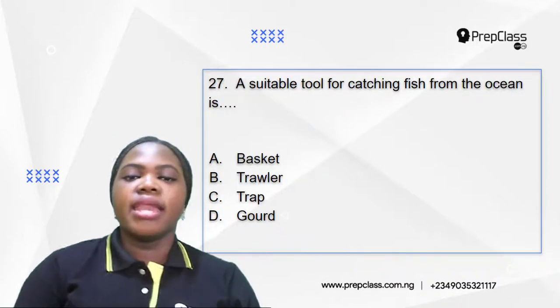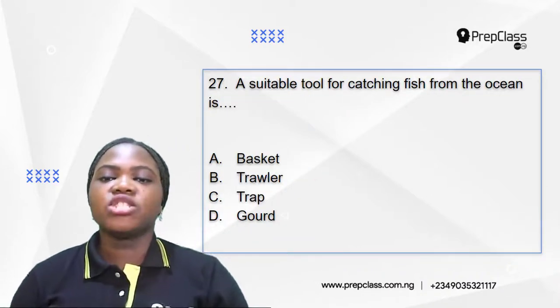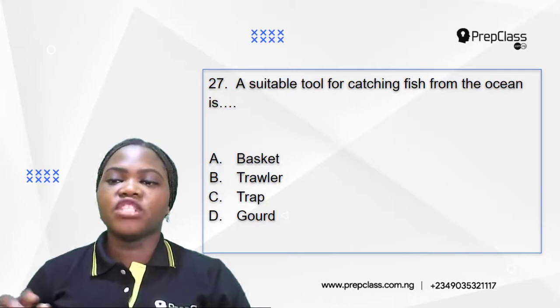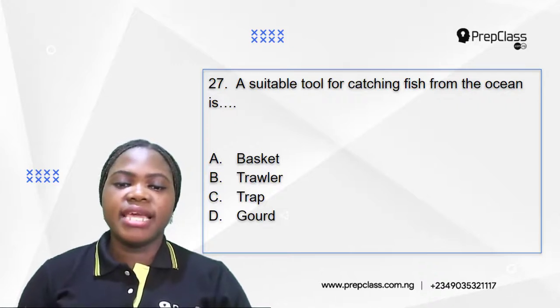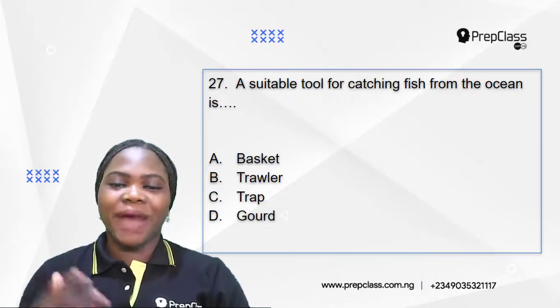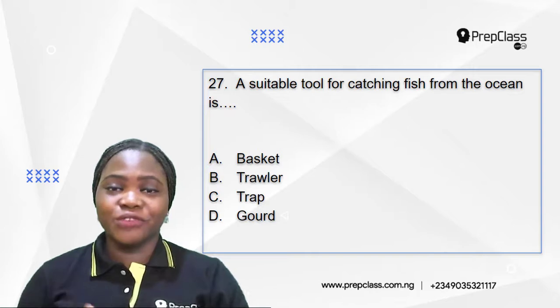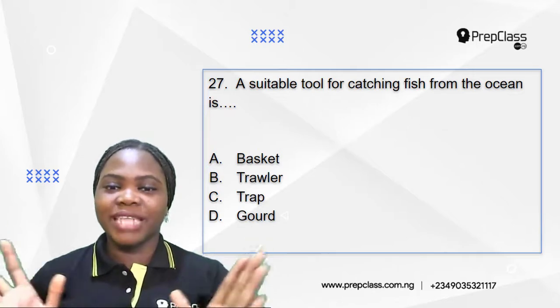Okay, so now number 27. A suitable tool for catching fish from the ocean is A. Basket, B. Trawler, C. Trap, D. Guard. So we can use a basket to catch fish from the ocean. You're going to spend all day there.